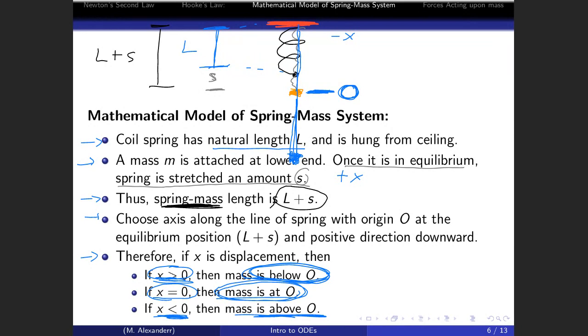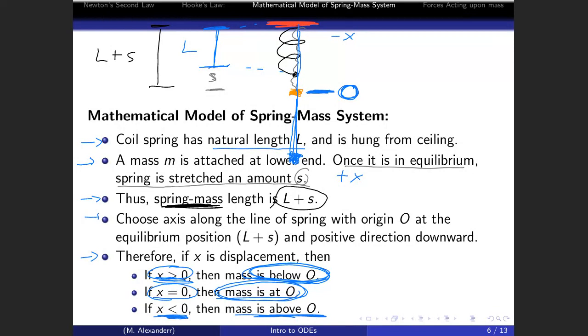So that's our way to make this a little bit more mathematical. We have the spring together with the mass in equilibrium, and now we want to say something mathematically about the system. But before we do that, we need to put an axis. We need to locate our 0 location, and then say which way is positive and which way is negative.